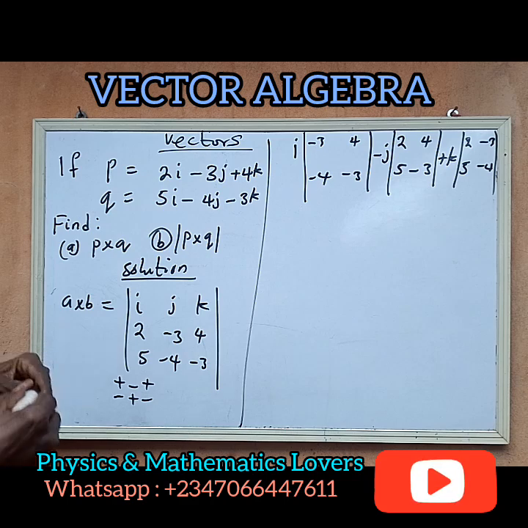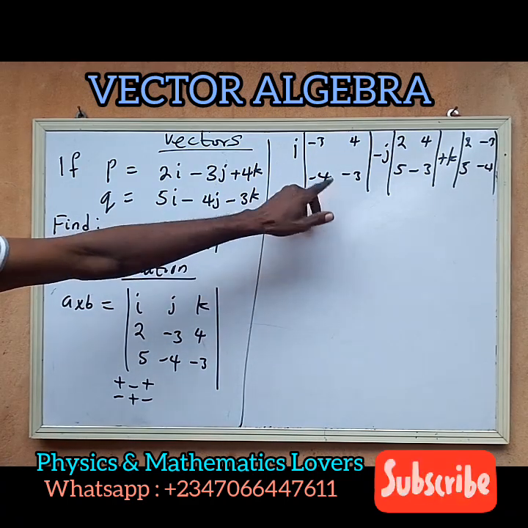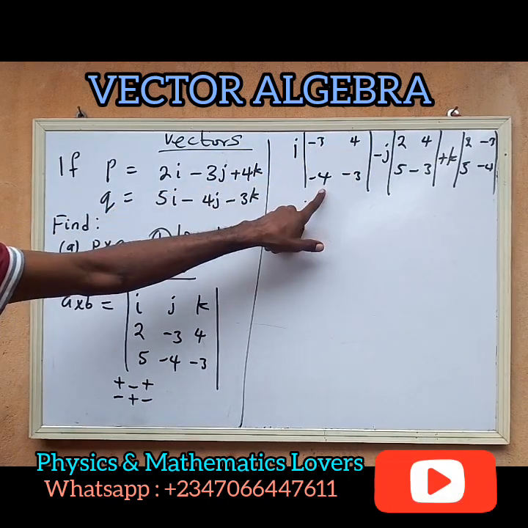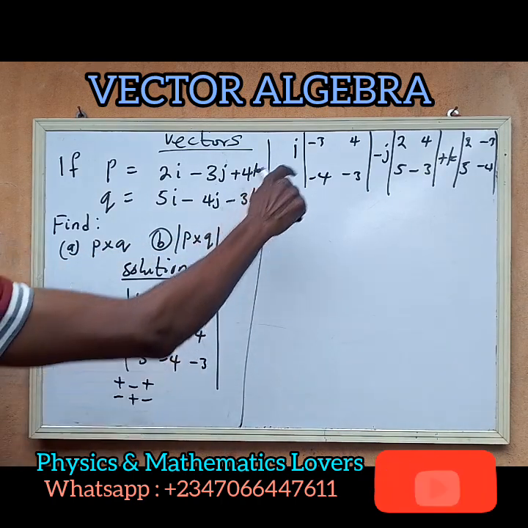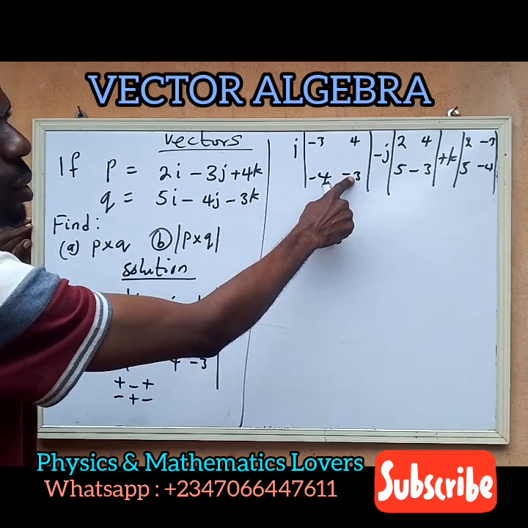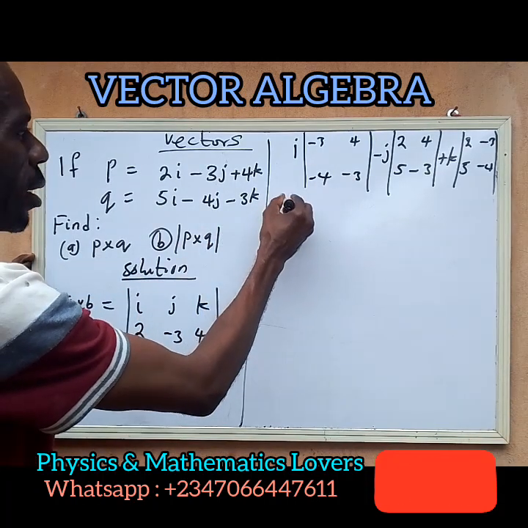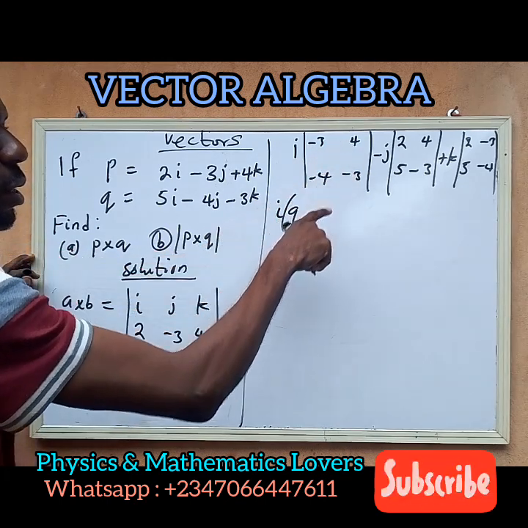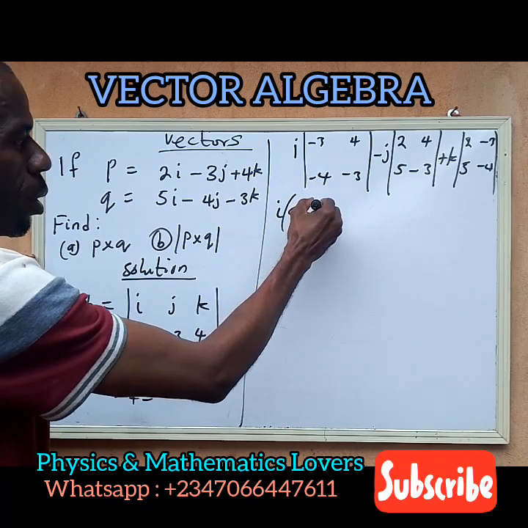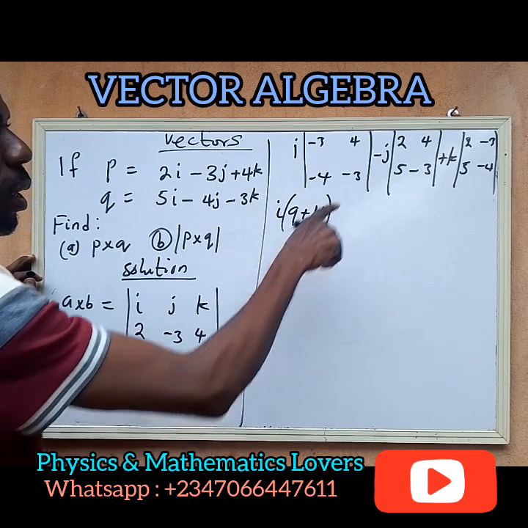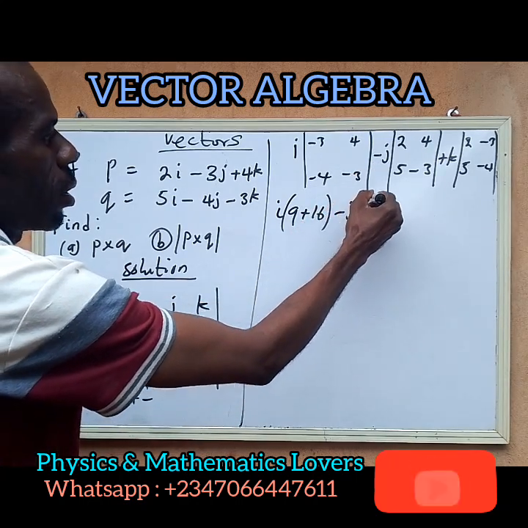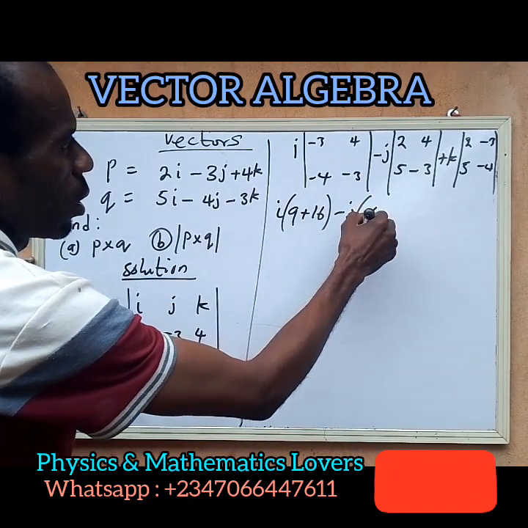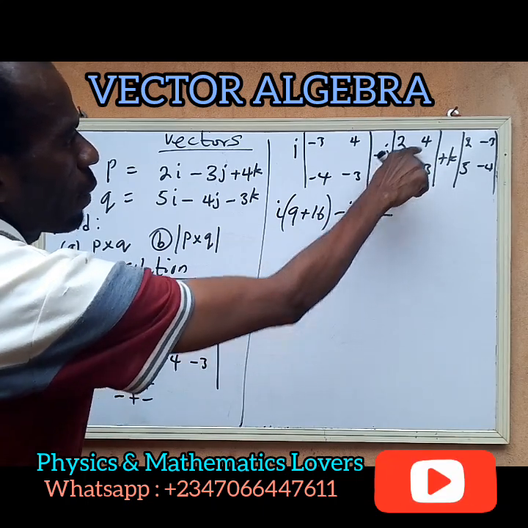Now in our determinants, what you do is take the product of the principal diagonal, then minus the product of the other diagonal. So now let's go. -3 times -3 is +9. So for i, we have 9. -4 times 4 is -16, and because of that minus, we get plus 16. Here we have -j. Multiplying 2 times -3 gives -6, then minus 5 times 4 is 20.